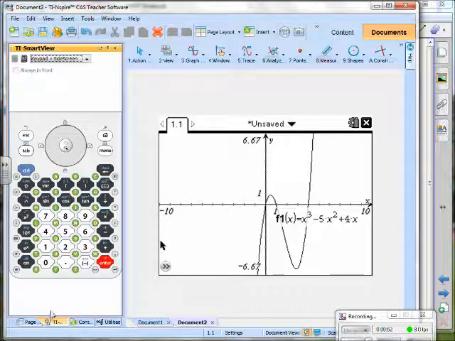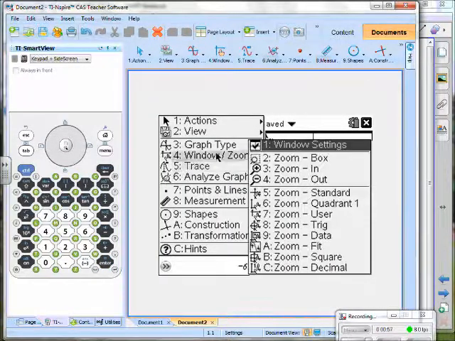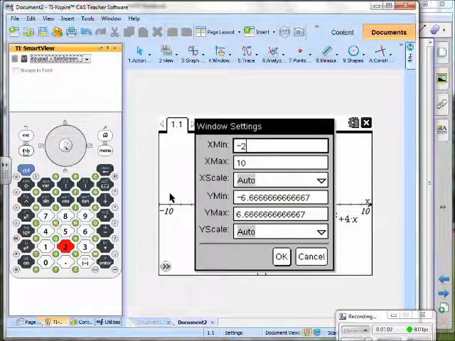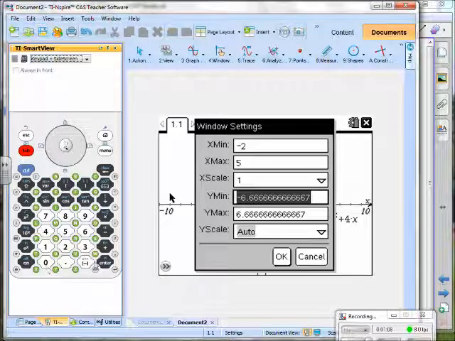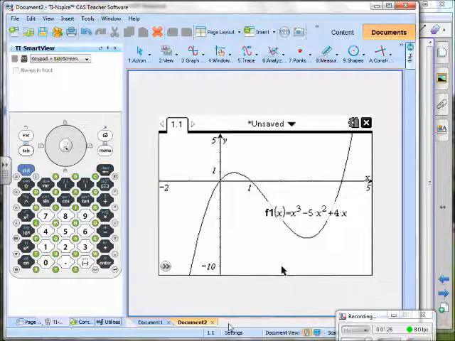And we're going to change the window a little bit. So I'm going to use a window setting of -2 up to 5 on the input. We'll scale it by 1. The outputs, I want to use -10 to 5, and we'll scale that by 1 also. So we've got -2 to 5 and -10 to 5. Okay, that should give us a nice looking graph.